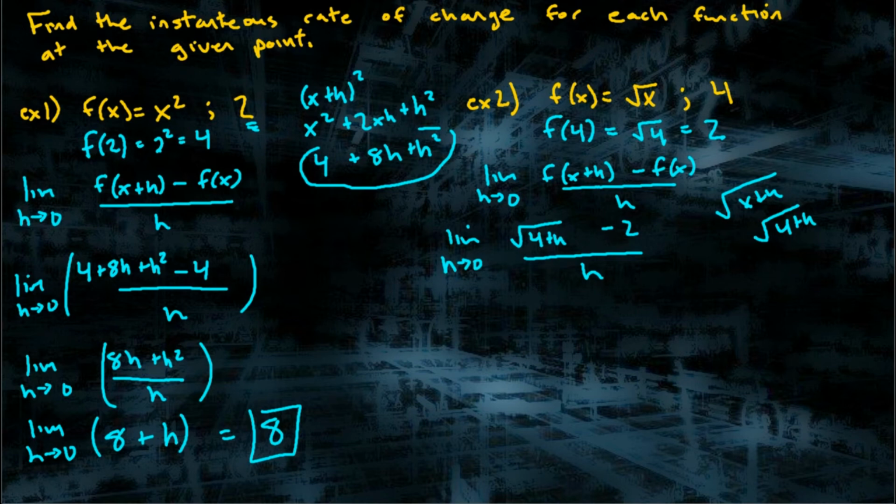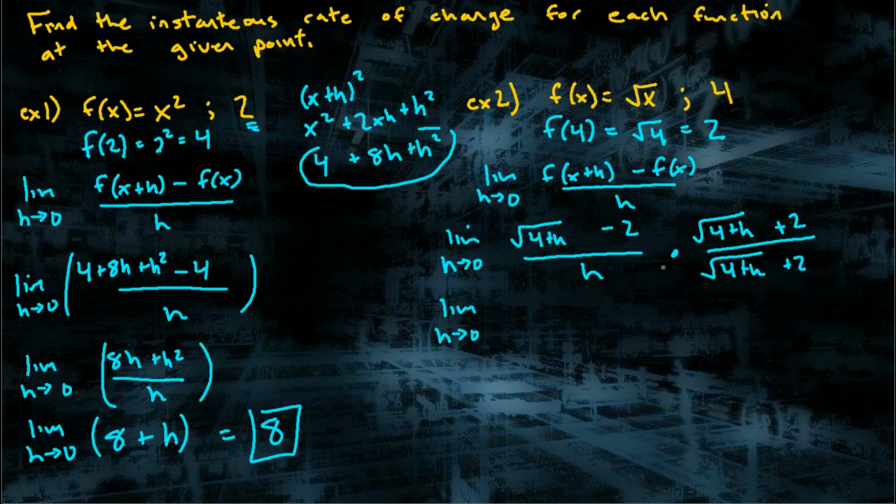I'm going to get rid of this guy right here so I have some room to do what we're doing. I'm going to actually reverse rationalize. So I'm going to multiply top and bottom by square root of 4 plus h plus 2 all over square root of 4 plus h plus 2. So I'm rationalizing the numerator, essentially. And I'm going to take the limit as h approaches 0.